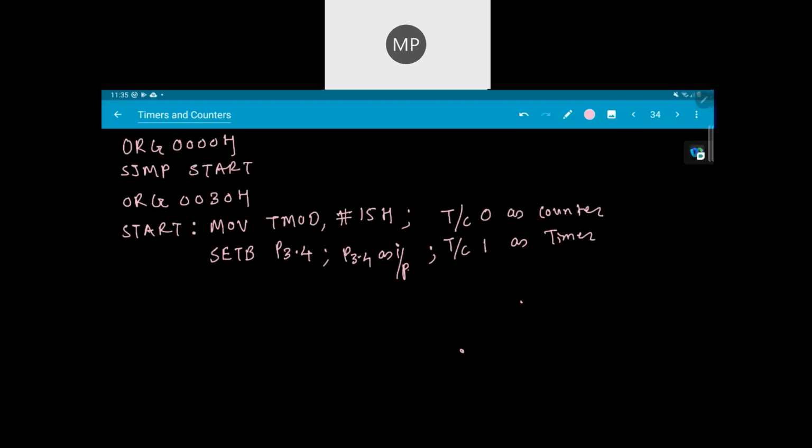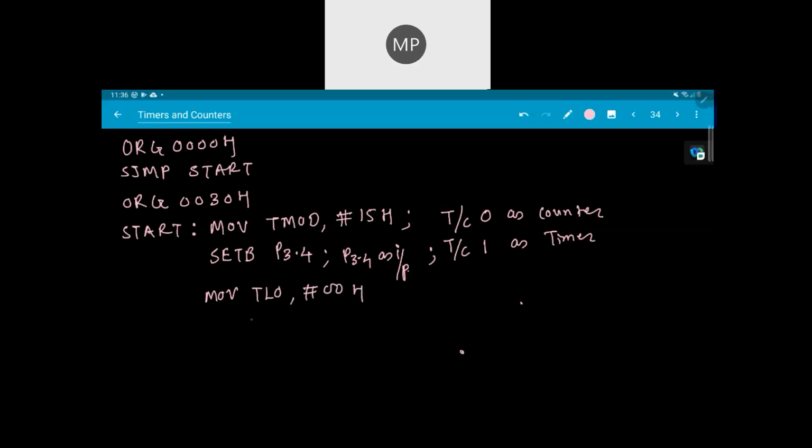After that, what should we do? We should load 00 into TL0 and TH0. So how do we do that? We'll MOV TL0, #00H and then MOV TH0, #00H. Right? This is to hold the count value.